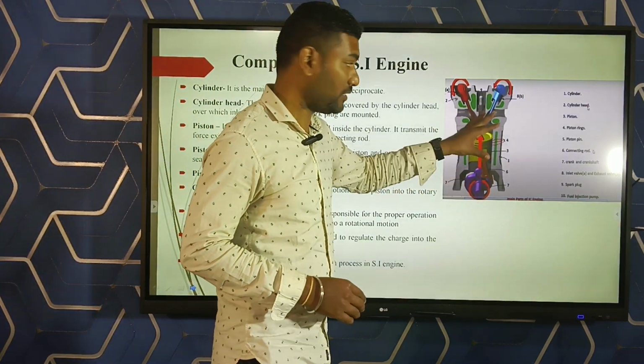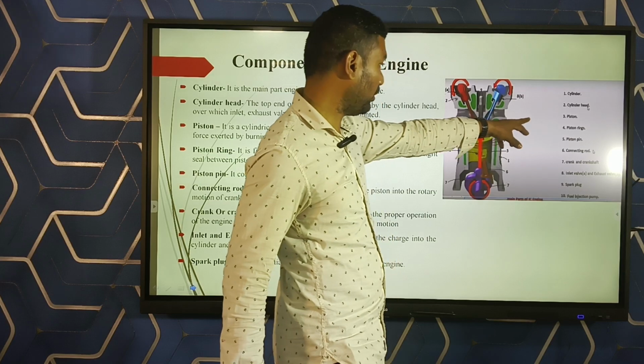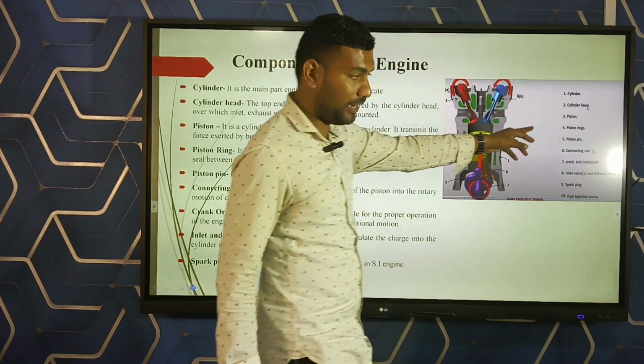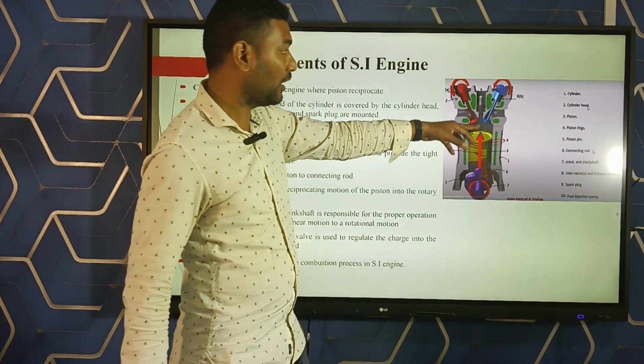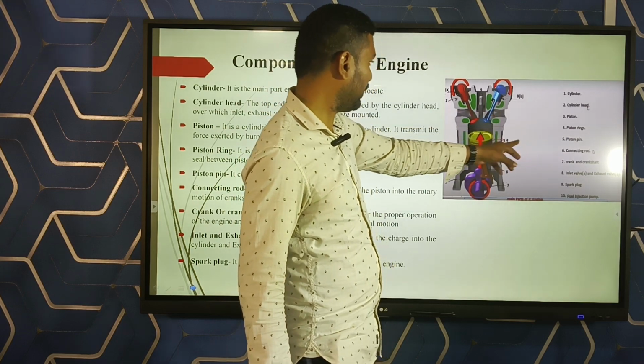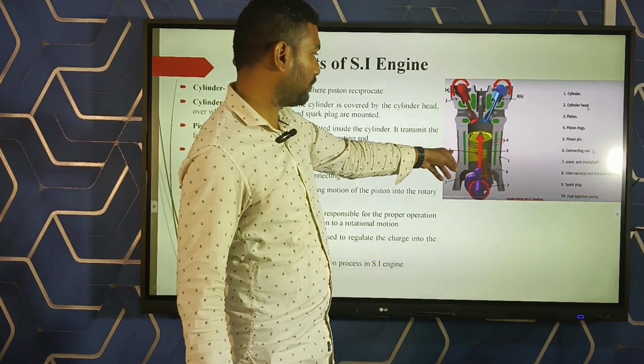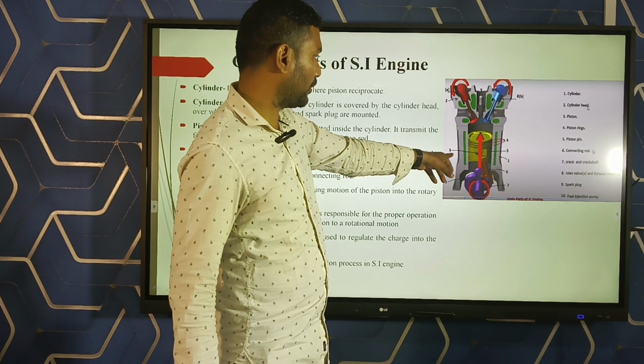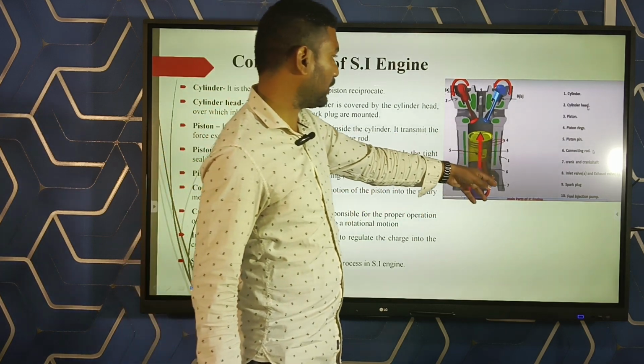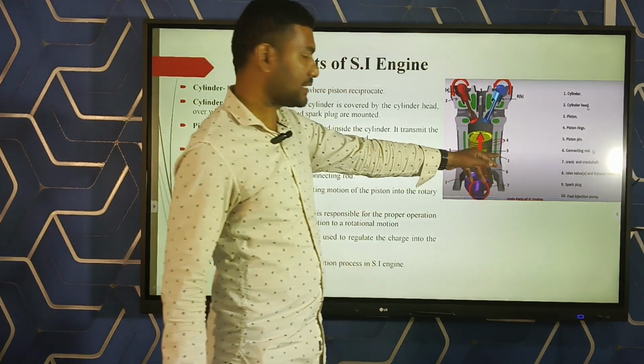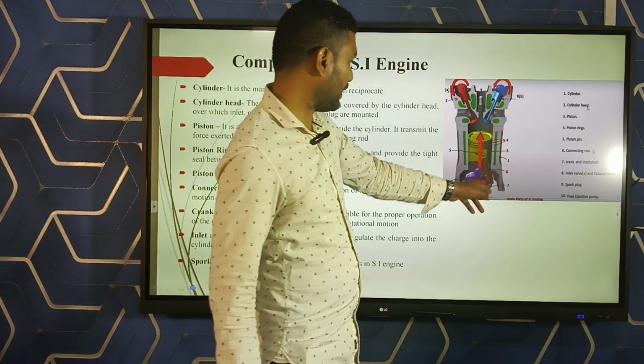Main parts of IC engine: cylinder. Second component is your cylinder head. Third component is your piston. Fourth component is your piston ring. Fifth component is your piston pin. And sixth component is your connecting rod. Seventh, crank and crankshaft.